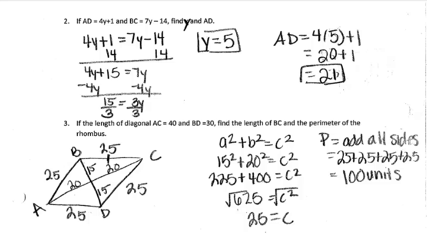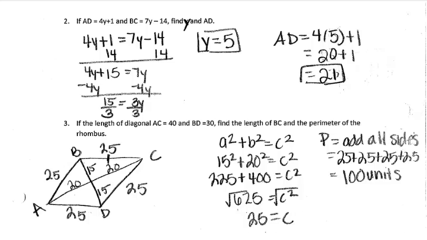Number 3, one of those questions I put out in class, diagonal AC is 40, so that's why when I built it I labeled it 20 and 20. BD is 30, so I labeled it 15 and 15, because this point right here is the midpoint. Find the length of BC. That's where I'm going to start. This is a 90-degree angle in here, so you could just do the Pythagorean theorem with 15 and 20. And I got 25 as my answer.